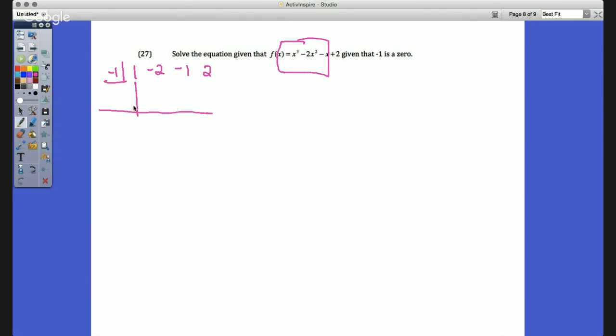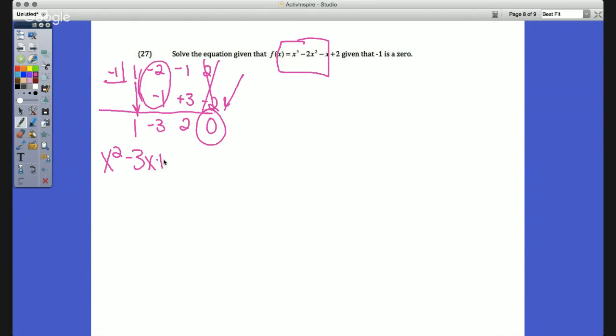So in this example, we could bring down 1, okay? 1 times -1 is -1. We then add the -2 and -1 together to get -3. We multiply -3 and -1 to get +3. 3 minus 1 is 2. 2 times -1 is -2. And obviously, if I tell you it's a 0, that means that the remainder would have to be 0 within this problem here. So what we have now is x squared minus 3x plus 2.